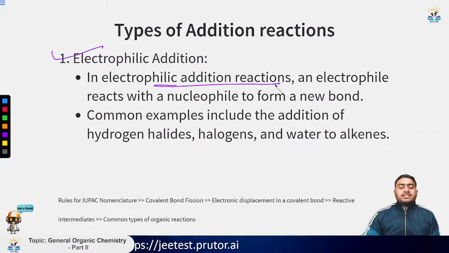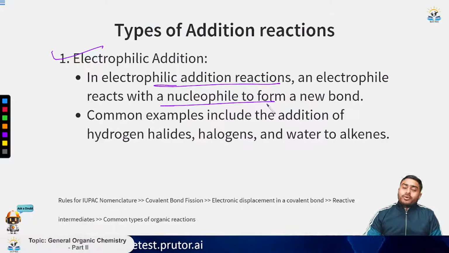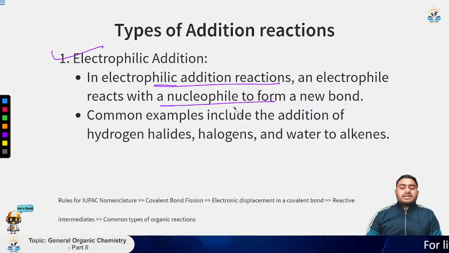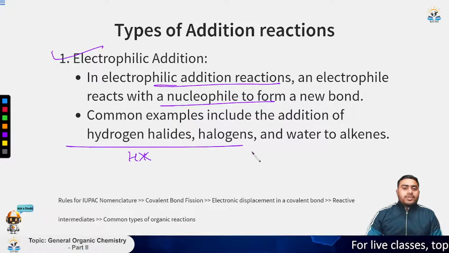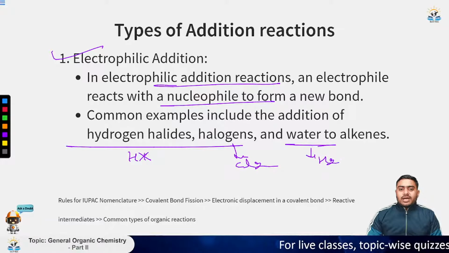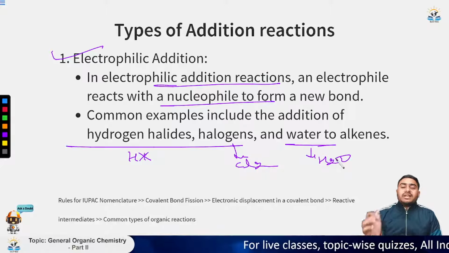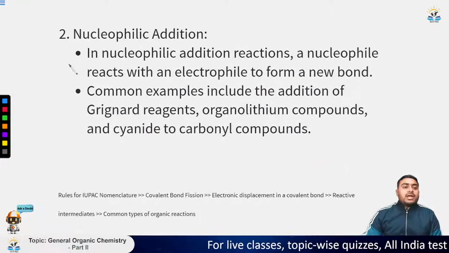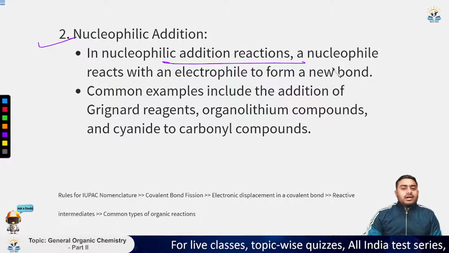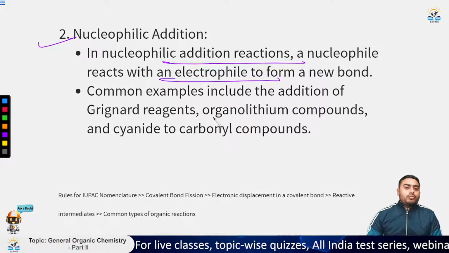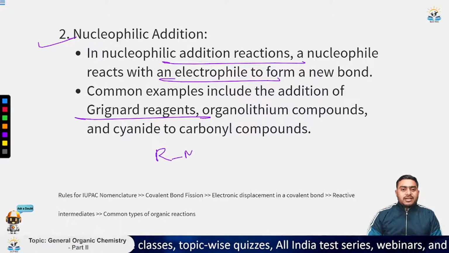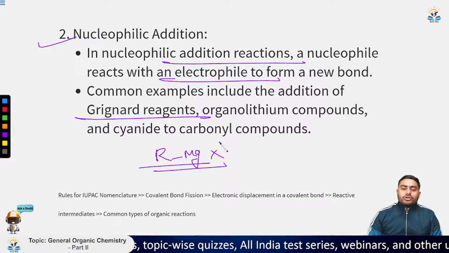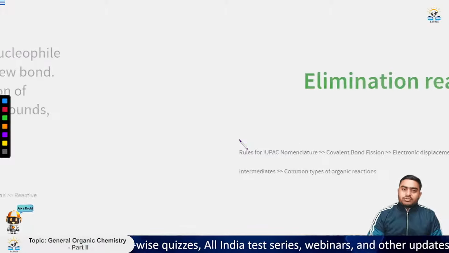In electrophilic addition reaction, an electrophile reacts with a nucleophile to form a new bond. Common examples like addition of hydrogen halides, the previous one, right? HX. Okay, halogens like Cl2 and water like H2O to alkenes. Nucleophilic addition: a nucleophile reacts with an electrophile to form a new bond, like Grignard reagents, RMgX. Grignard reagent is RMgX. Organolithium compounds, cyanide to carbonyl compounds, etc.